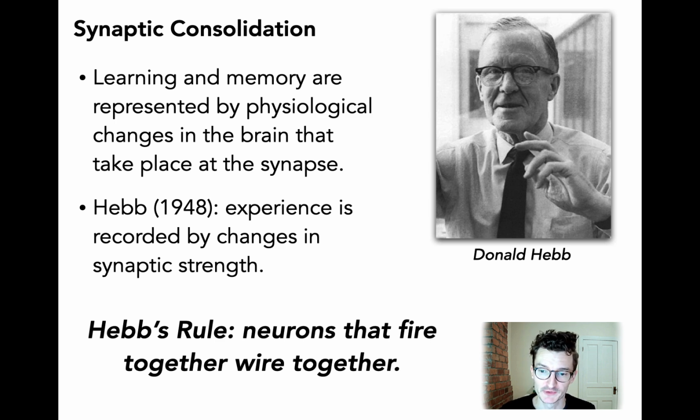And this led to Hebb's rule: neurons that fire together wire together. What does it mean when I say a change in synaptic strength? So the synapse is the connection, or the space between the presynaptic neuron and the postsynaptic neuron. Presynaptic neurons release neurotransmitters that diffuse across the synapse and excite or inhibit the postsynaptic neuron. And so when we're increasing synaptic strength, what that means is that we're increasing the ability of the presynaptic neuron to excite the postsynaptic neuron.